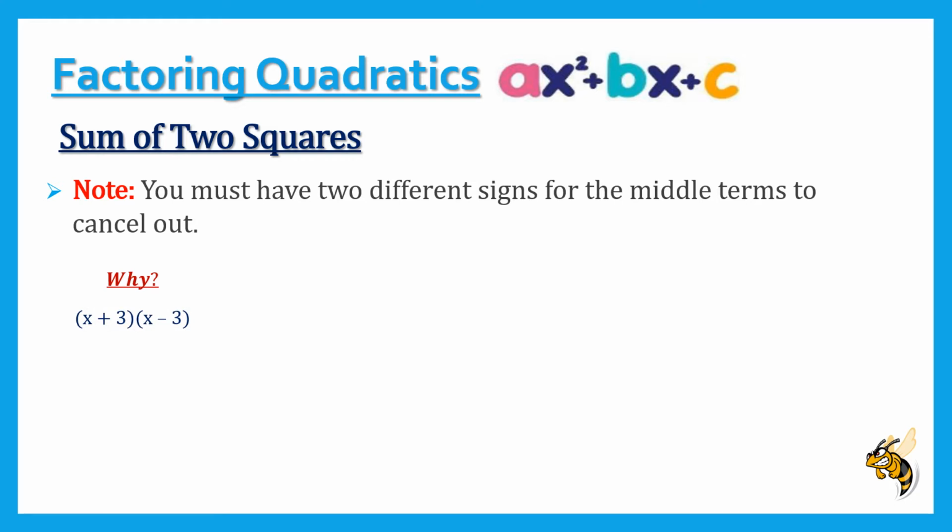We have x plus 3 times x minus 3. So one is a positive 3 and one is a negative 3. Both signs are different. If I should FOIL it, I will end up with x squared minus 3x plus 3x minus 9. If I should combine like terms, the middle terms cancel each other out because they are additive inverses. So I'm left with x squared minus 9, which is the difference of two squares.